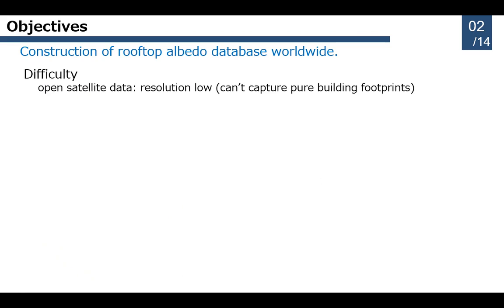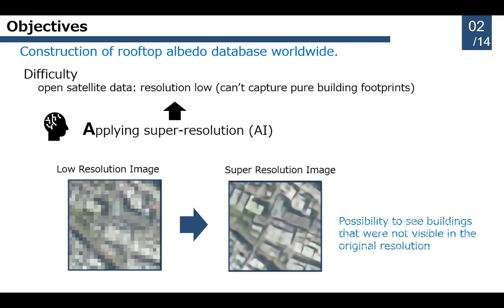Although using satellite data is the only solution for a database over a wide area, open satellite data, including Sentinel-2, doesn't have enough resolution to capture the pure building footprint. So our approach is applying a super resolution algorithm, which is a technique to increase the image resolution, like this, with AI. Applying the super resolution algorithm to the open satellite data could yield a nicely sharpened image with visible building outlines, I hope.